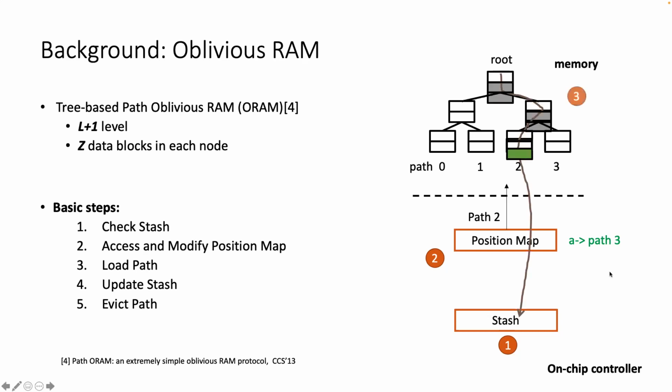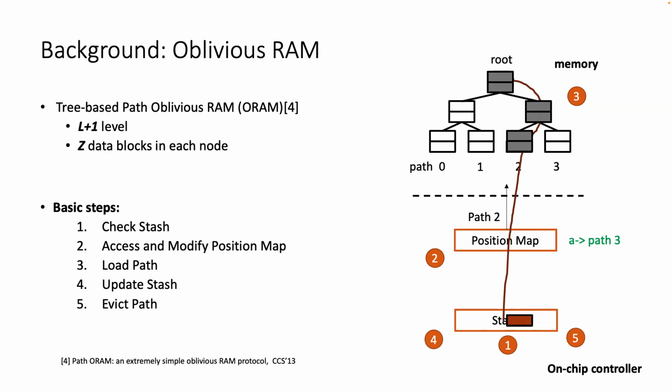Okay. So with the path ID known from the second step, in the third step, what we want to do is to load the entire path of data blocks from memory into the stash, decrypt it, and then find the data block of interest. If it's a write operation, then we can update this data block inside the stash. And finally, in the fifth step, we refill path 2 in this example by finding the possible data blocks in the stash, and then complete one ORAM access.